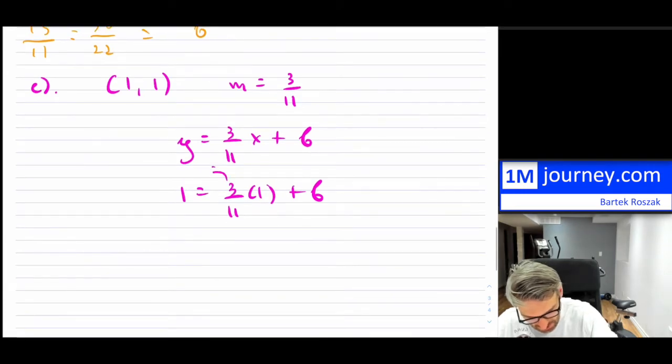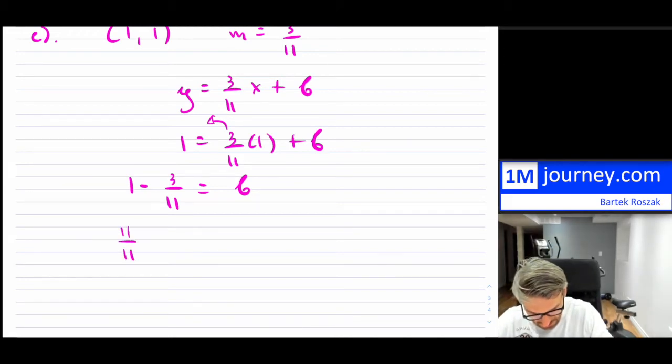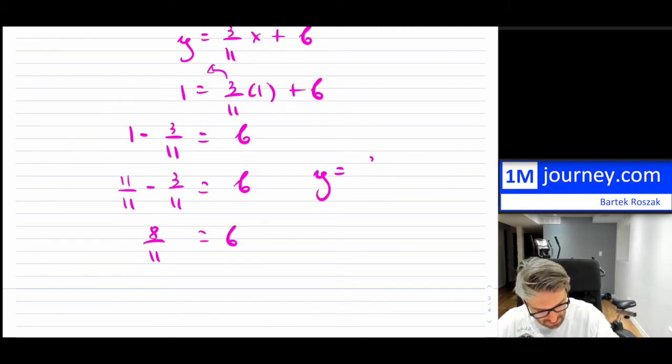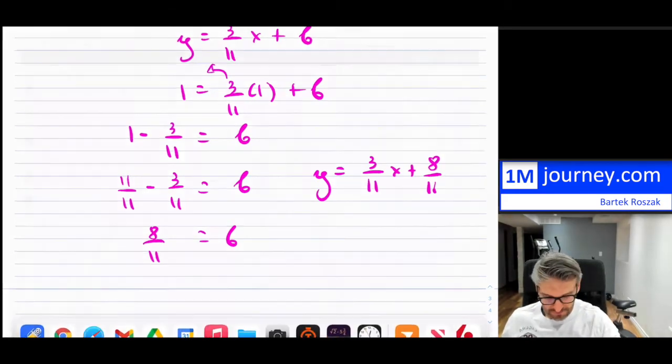Bring this over to the other side. 1 minus 3 over 11 is equal to b. Okay, so now 1 is just 11 over 11. So 11 minus 3. Okay, so this is 11 over 11 minus 3 over 11, just so you can see where it's coming from. That's going to be 8 over 11. That's your b. So y is equal to 3 over 11 x plus 8 over 11. So that is our new line.